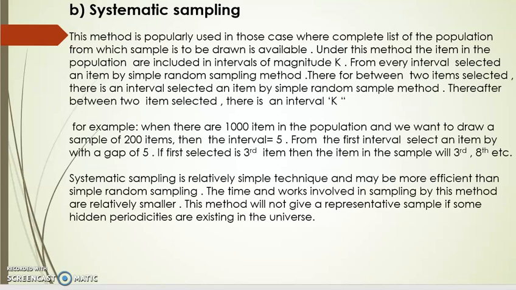Systematic sampling. Under this method, items in the population are included at an interval of magnitude k. From every interval, an item is selected by the simple random sampling method. This method is used when a complete list of the population is available.